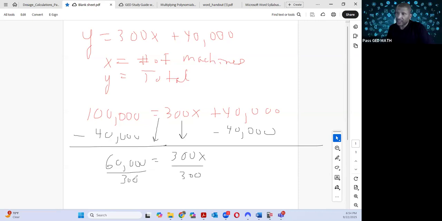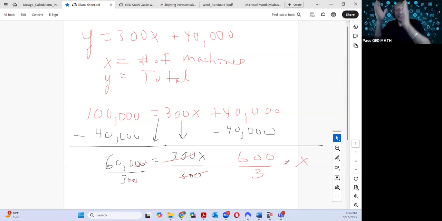Since I got 2 zeros at the end here, let me change my color to red. Since I got 2 zeros here, I can get rid of those, and I can get rid of this 300. This becomes 600 divided by 3 is equal to x. I don't need the calculator for that. I have the same number of zeros in both those numbers, which means I can get rid of them. That's what I mean when I took in that quiz, the powers of 10.